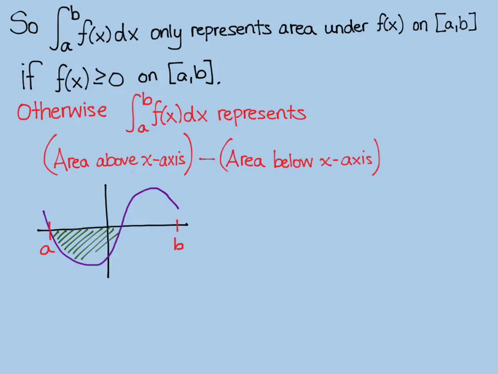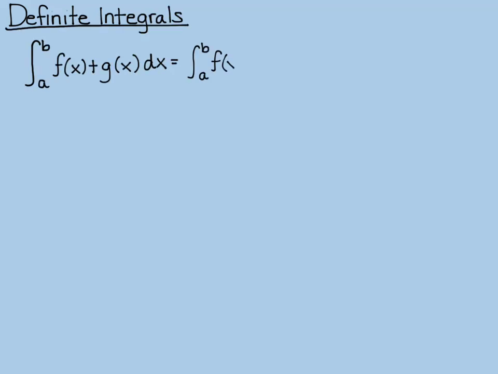So for example, if we had this purple curve, the integral from a to b of f of x dx would be the yellow area minus the green area. So we call these definite integrals, and we have several rules for making our lives easier when we're computing them. The first rule is that the integral from a to b of f of x plus g of x dx is the integral from a to b of f of x dx plus the integral from a to b of g of x dx.